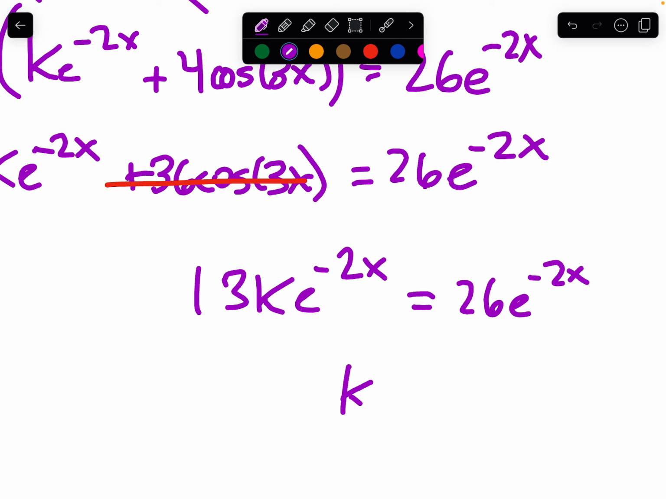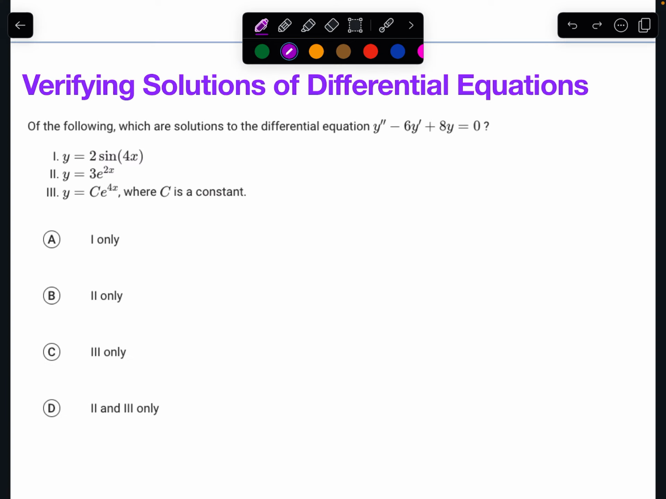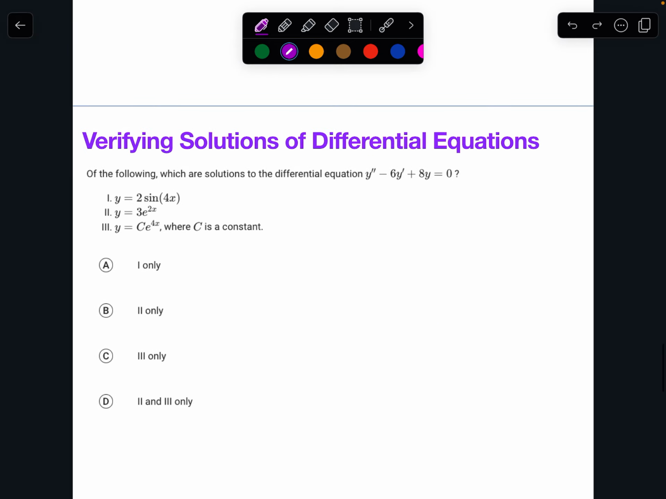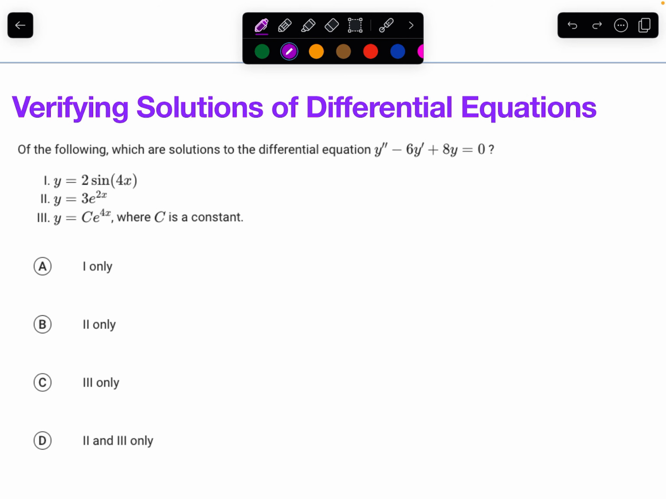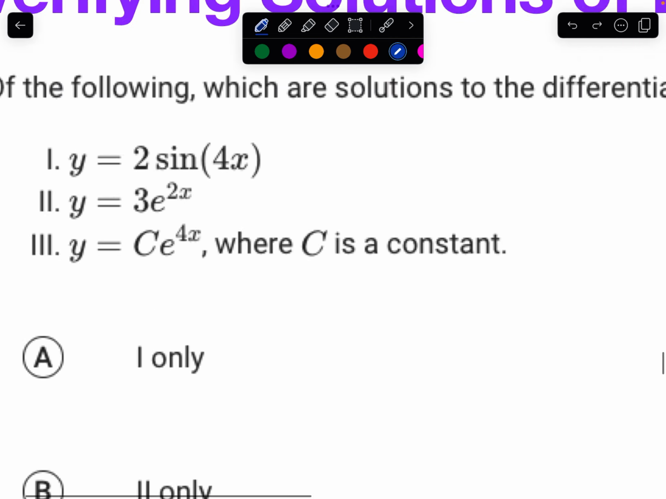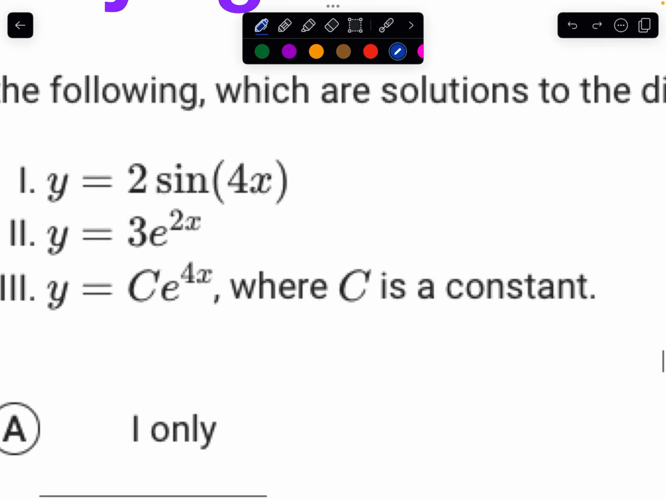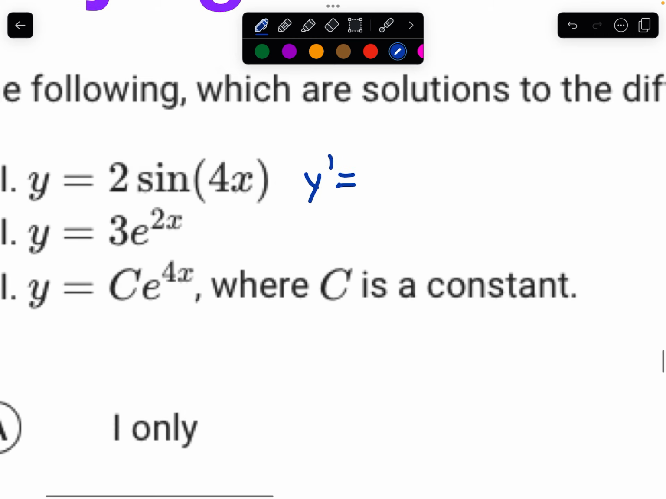The idea here is still the same, though. To verify which of these equations works in this differential equation here, we're going to have to make some substitutions. We've got a y prime, and a y double prime. So we're going to have to, again, do some differentiation here. Let's see if I can color code this. Let's start with the Roman numeral 1. There is y. Let's go ahead and find y prime so we can also find y double prime.